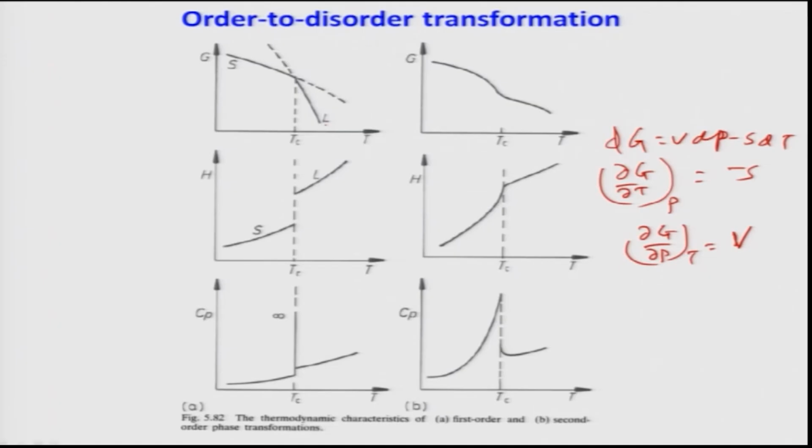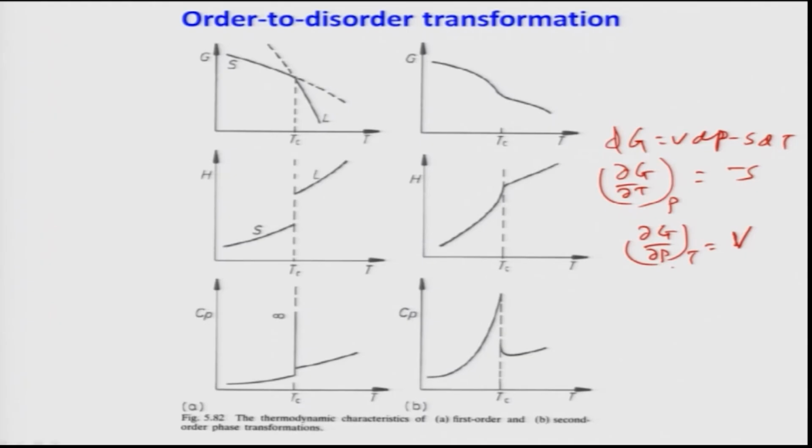The zeroth order derivative is continuous till the transformation temperature. You see here, this is continuous, there is no jump. But if the first order derivative is discontinuous across the transformation temperature, then it is called a first order transformation. That means these two factors, which are del G by del T at constant pressure and del G by del P at constant temperature, must be discontinuous.